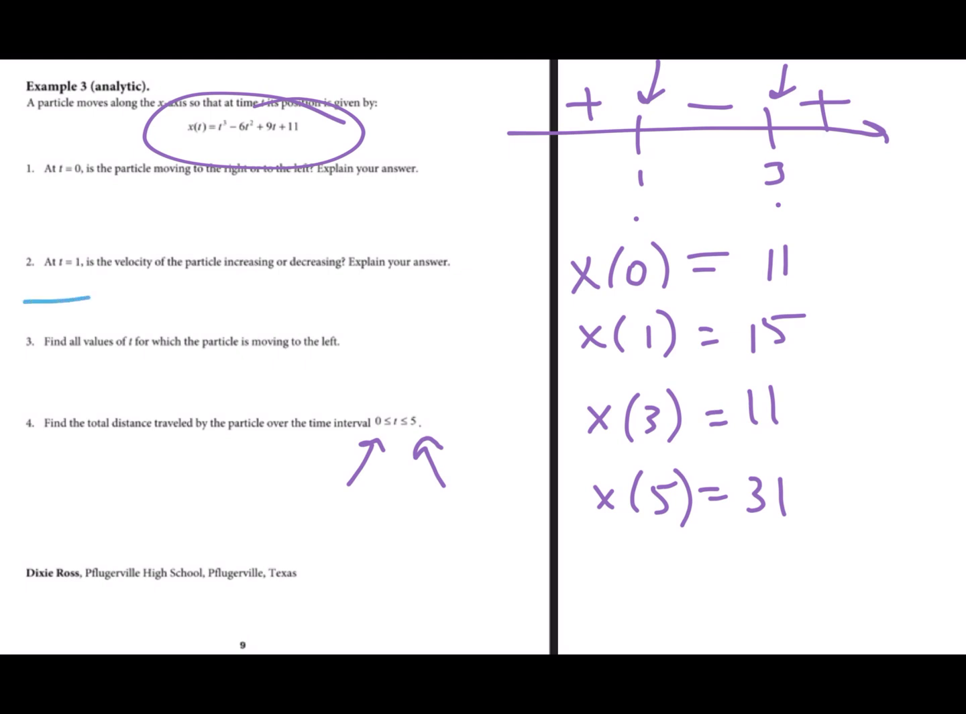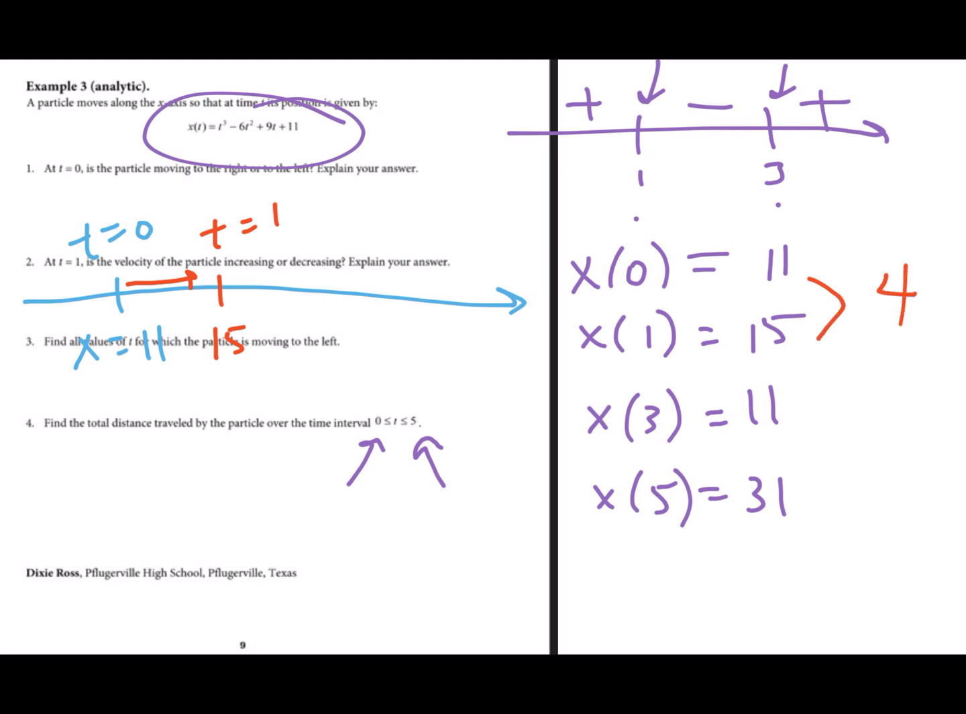So I have my x-axis. At time 0, I'm over here at a position of 11 on the x-axis. Then I'm going to move, and at time 1, I'm at a position of 15 on the x-axis. So on that interval, I just traveled 4 units. Now at time 3, I'm going to end up back at the same position. So I'm here at time 3 again. So that distance is another 4 units traveled.